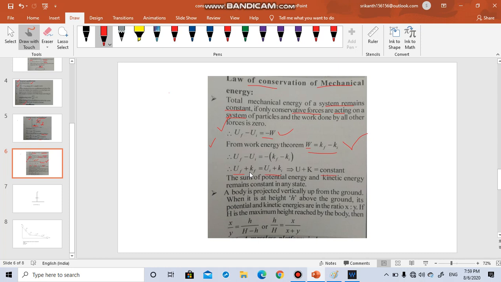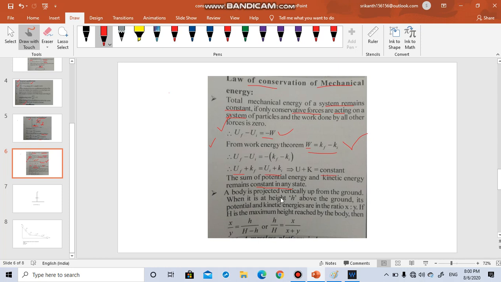So when you equated these two, you got Uf plus Kf, which means final potential energy plus final kinetic energy is equal to initial potential energy plus initial kinetic energy. Now understand here that the sum of potential energy and kinetic energy is called mechanical energy. So it remains constant in any state. Next one also is a result you can remember.